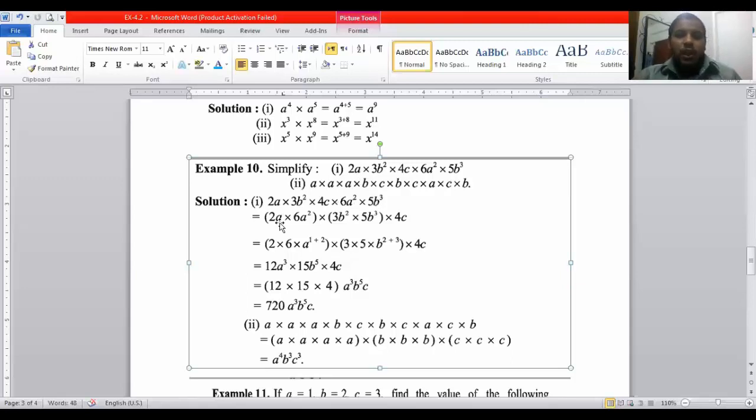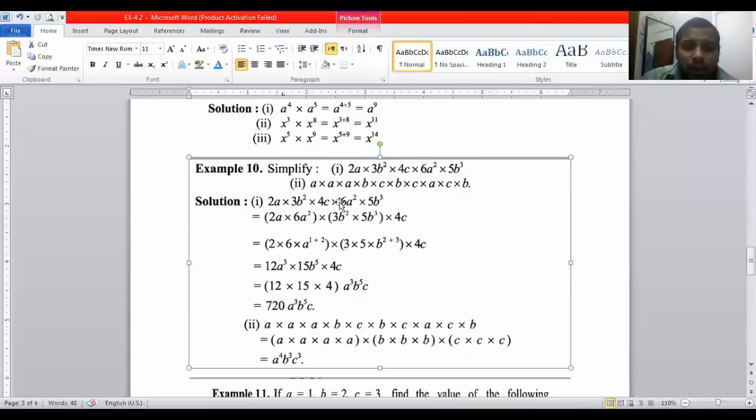So 2a and 6a square, the bases are the same. Now the coefficient of a is 2 and the coefficient of a square is 6. We just separate the numerical part: 2 into 6, and here the power of a is 1 and here the power of a is 2. We just add the powers, a to the power 1 plus 2. It becomes a cube.